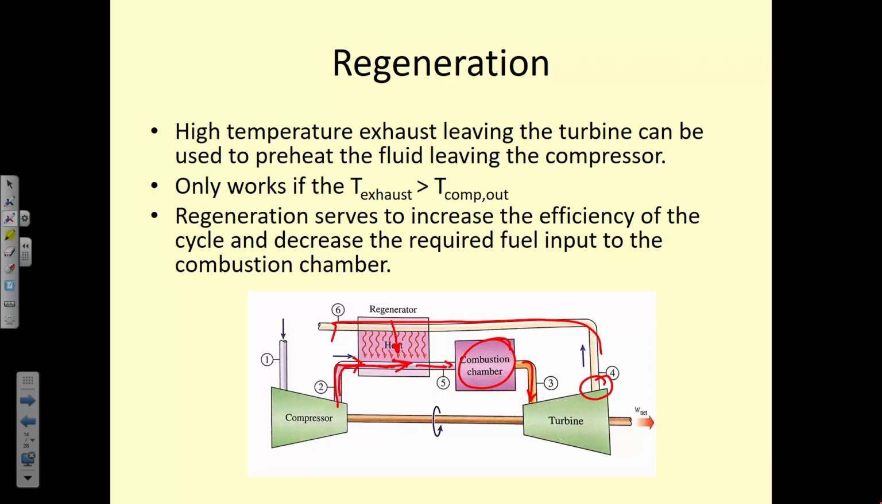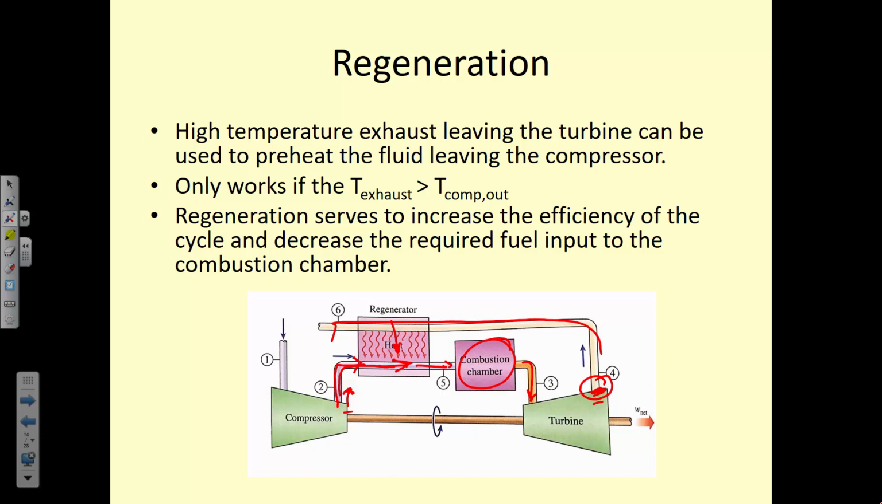Now, this only works if the temperature of the turbine exhaust is greater than the temperature of what's coming out of the compressor. So if the temperature coming out of the compressor is higher already than what comes out of the turbine at the end of the cycle, then it doesn't work for us. And actually, it would serve to decrease efficiency if we tried to do it, because it would make our turbine exhaust hotter and our compressor exhaust cooler. Okay. So it only works, again, if there's a disparity between those temperatures. And the greater the disparity between T4 and T2, the better result you'll have with regeneration in your cycle.